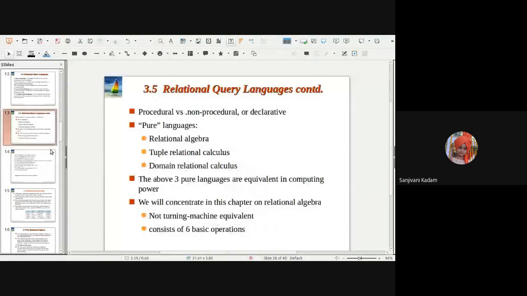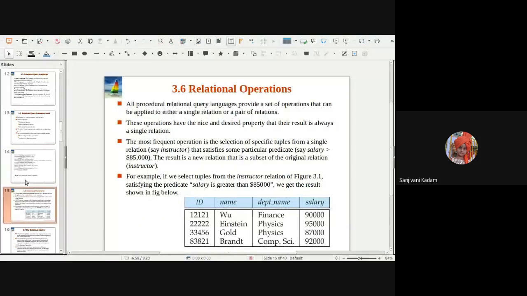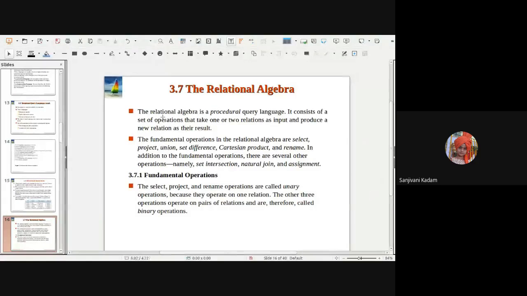So let us revise what we learned today. So we started with the previous discussion regarding the relational query languages. Then we studied the schema, that these are the tables or relations which we are going to use during our discussion. So next we studied about the relational operations. So there can be many relational operations which we can perform by using operators, comparison operators, etc. Next we started with the relational algebra.